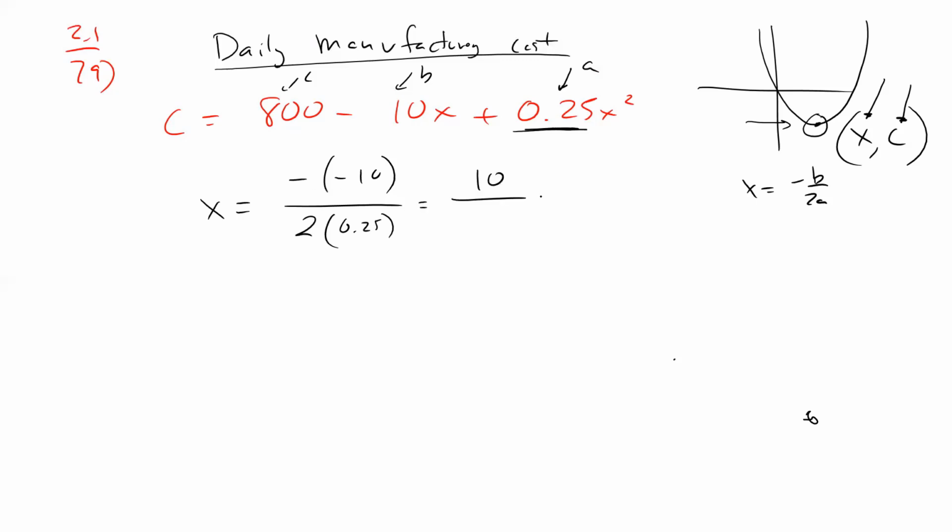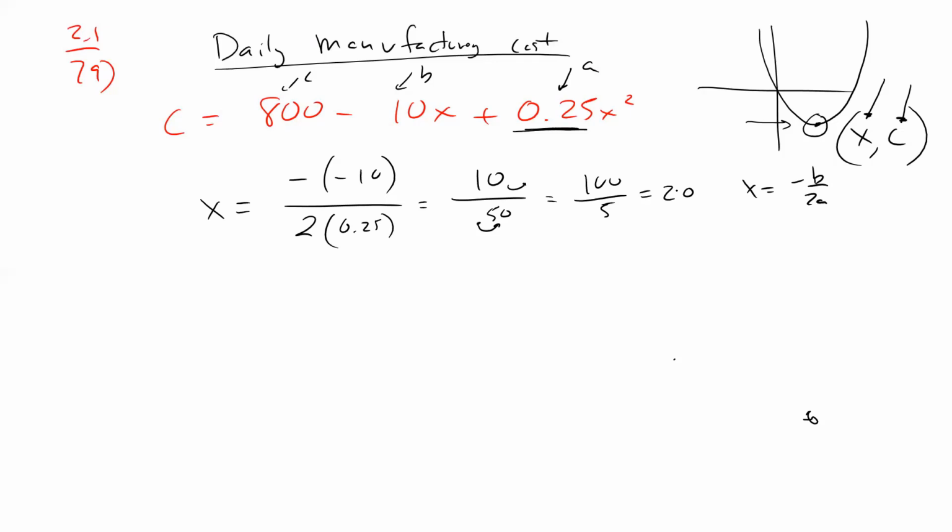Let me simplify this. Negative of a negative is a positive. 2 times a quarter makes 50 cents. The easiest way to simplify is to move the decimals over. This one moved the decimal over once, so this one moves once too. So how about 20? To minimize costs, this manufacturer says we're going to produce 20 a day. If we can produce 20 light fixtures a day, it minimizes costs.